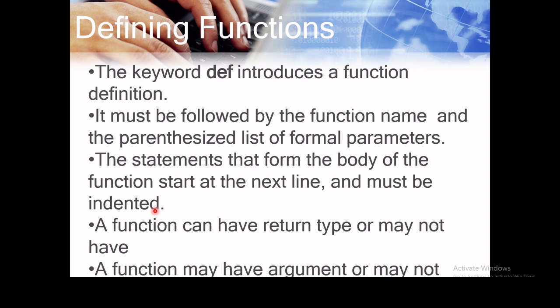A function can have a return type or may not have a return type. Returning means it is returning values to the calling function. That is the concept of return type. It may return or it may not return. That I am also showing with an example. Next, a function may have arguments or may not have any arguments. Argument or parameter, both are almost the same, but what is the difference, that I am also showing you. So these are the basic concepts of a function.